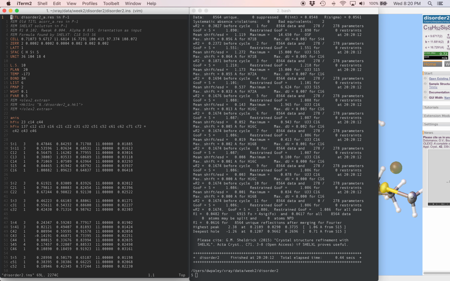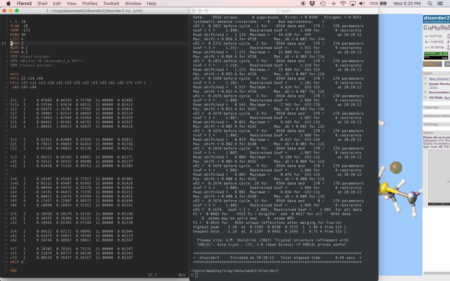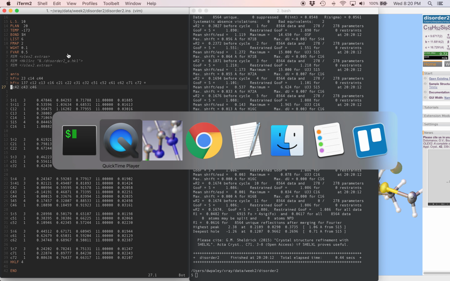We can see, looking at our inst file, that we have all our atoms organized, grouped up by parts of the molecule. We have a nice instruction to make everything anisotropic, and we have HFIX instructions to add all of our hydrogen atoms. Let's take a look in OLEX.